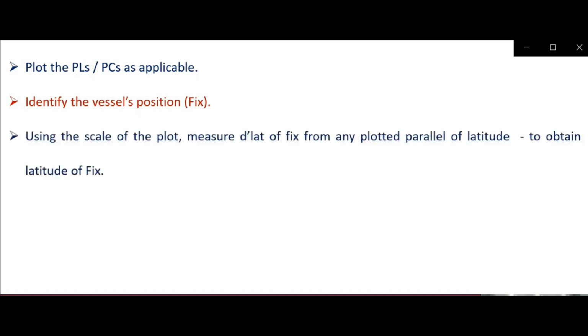Now, using the scale of the plot, the d lat of the fixed position can be measured from any of the parallels plotted in our plot, and that d lat can be applied to the latitude of the parallel from where it is measured. That shall give us the latitude of the fix.